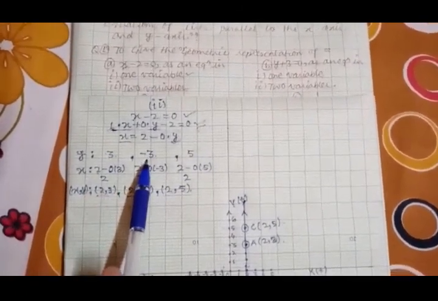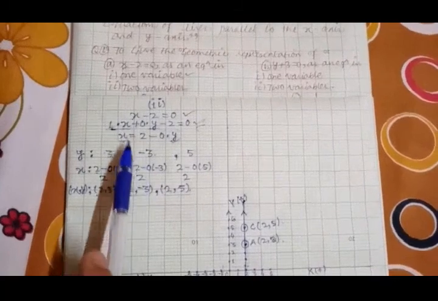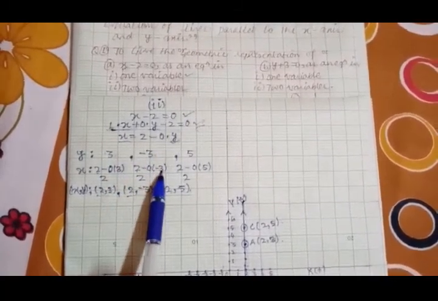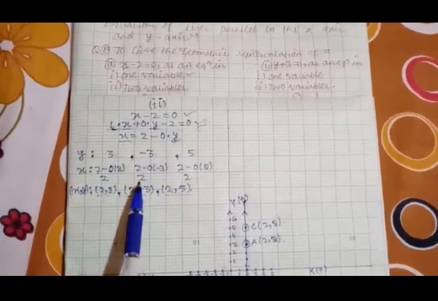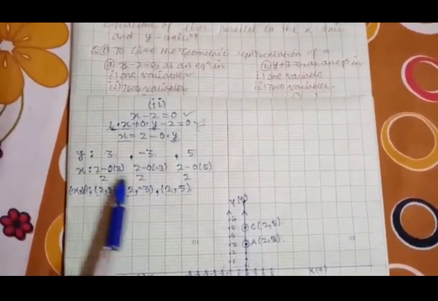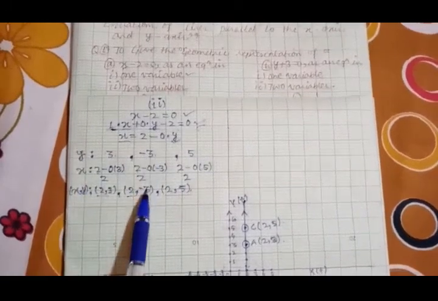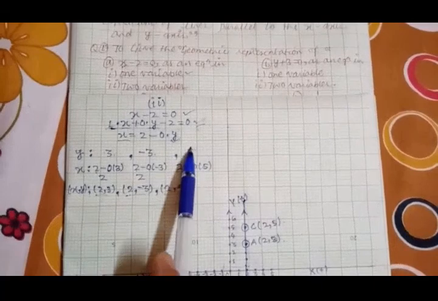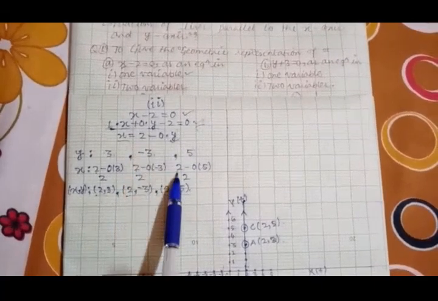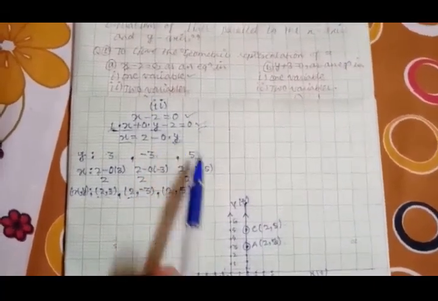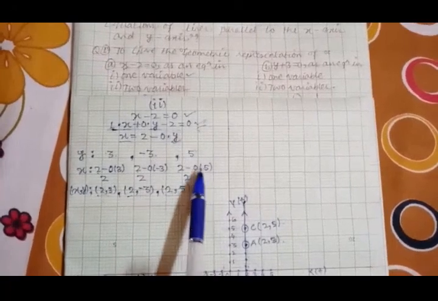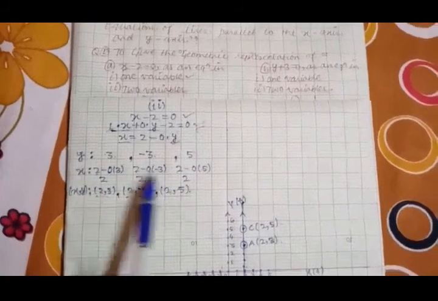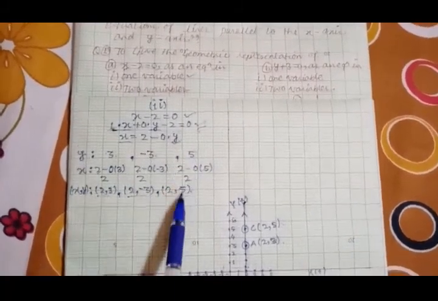Next value I used is minus 3, for which x is 2 minus 0 into minus 3, and 0 into minus 3 is 0 again, and 2 minus 0 is 2. So the second solution is x equal to 2 and y equal to minus 3. Next I used y as plus 5, for which x is 2 minus 0 into 5, and 0 into 5 is 0, and 2 minus 0 is 2. So this third solution I have is x equal to 2 and y equal to 5.